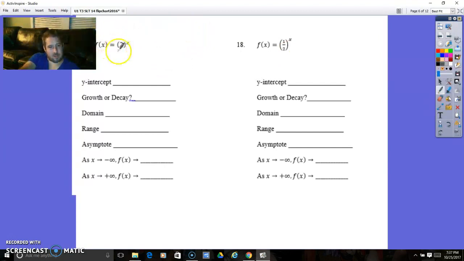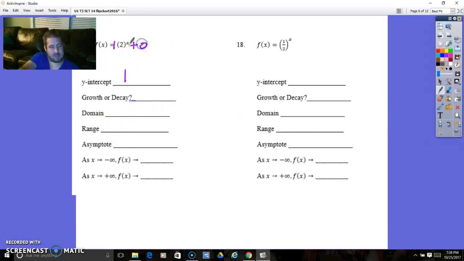So once again, remember this is growth, this is decay. I know it's decay because it's a fraction. I know it's growth because it's a number greater than 1. The y-intercept, well, there is no number out front, so it's just 1. This is growth. The domain is all real numbers every single time. The range will be everything that's above 0 because there's no asymptote here.